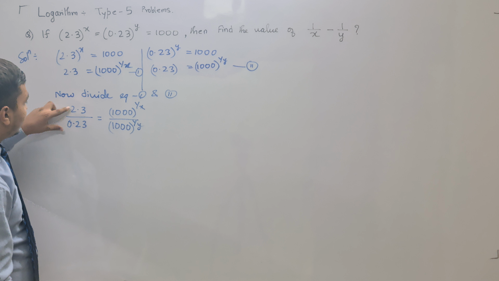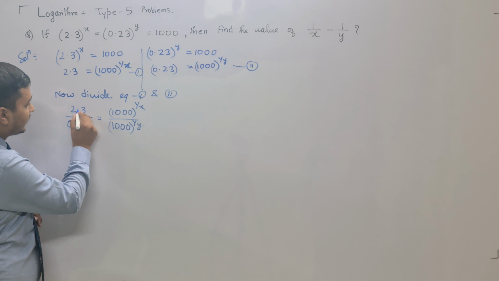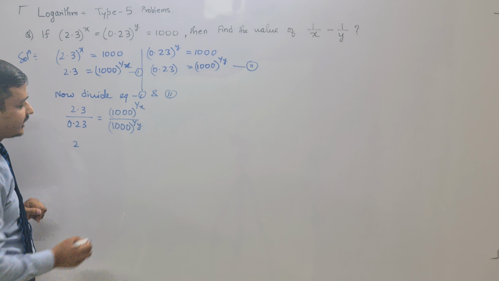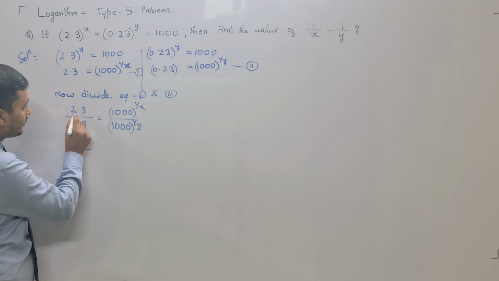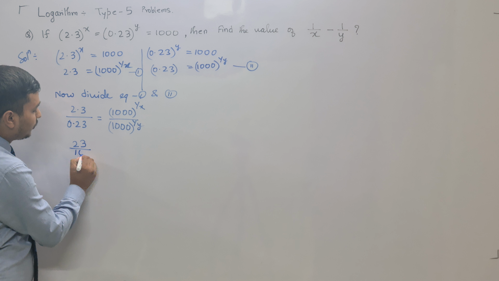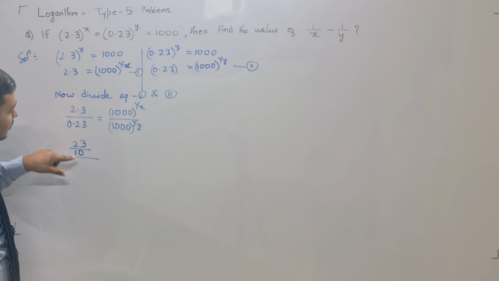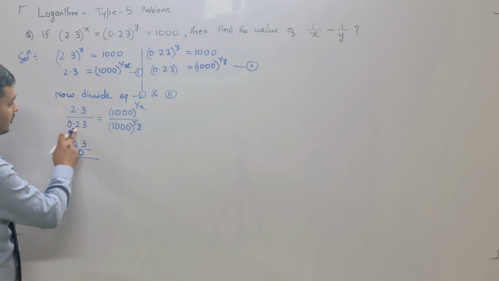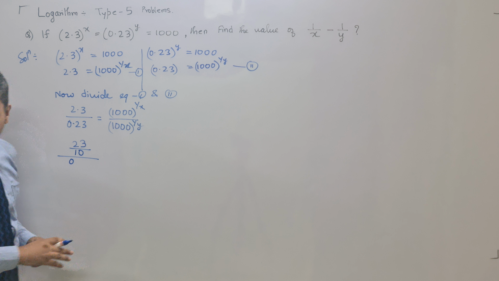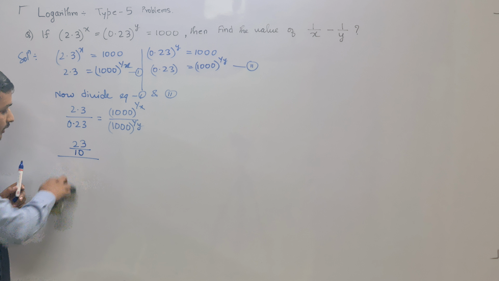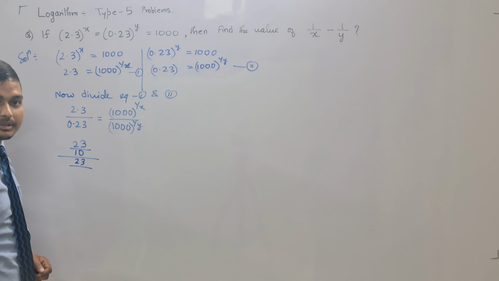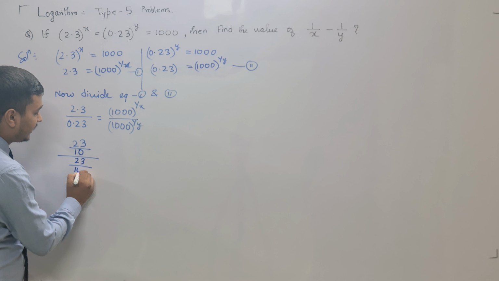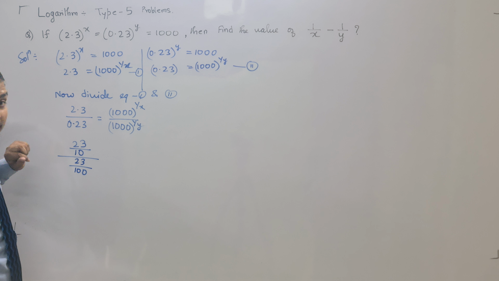Clear here? Now here 2.3, can I write it as 23 divided by 10? Because if I remove one decimal place, I can write 10 in the denominator. Similarly, 0.23 can be written as 23 divided by 100, because after the point there are 2 digits, so I write 100. Here after the decimal there is 1 digit, due to that I have written 10.